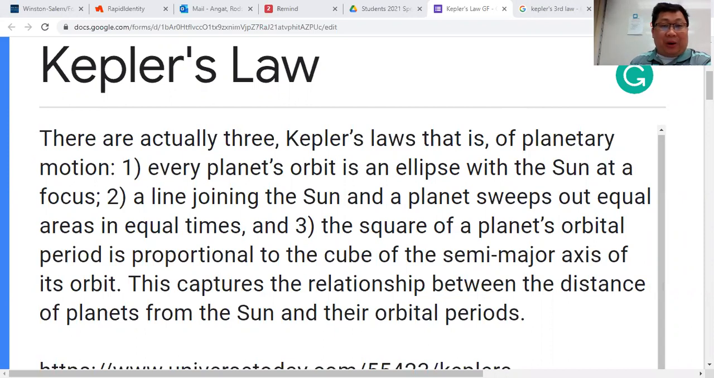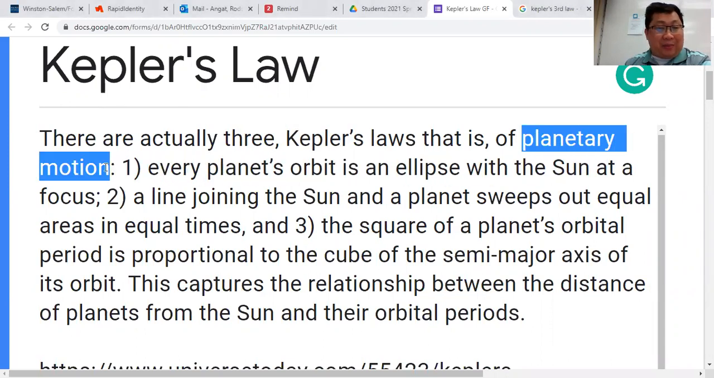Today we'll be discovering Kepler's law. So what is Kepler's law? Kepler's law talks about planetary motion. Remember that planets exhibit motion. Kepler's law explained this to us in three laws. So there are three Kepler's laws.